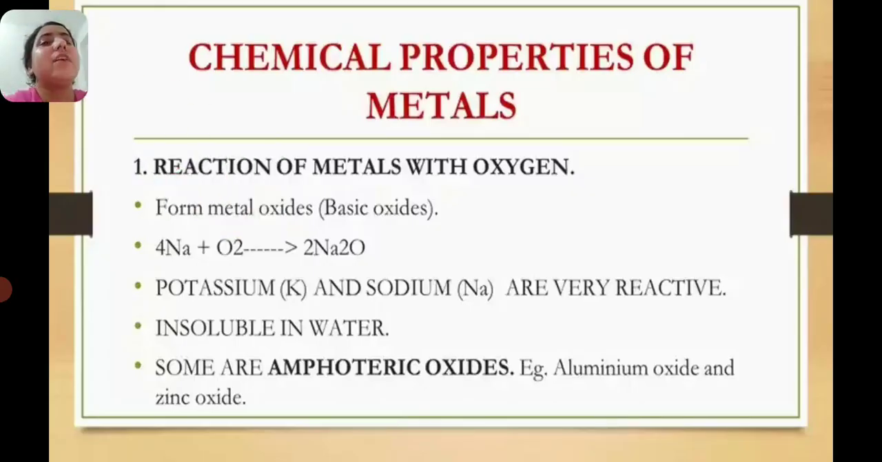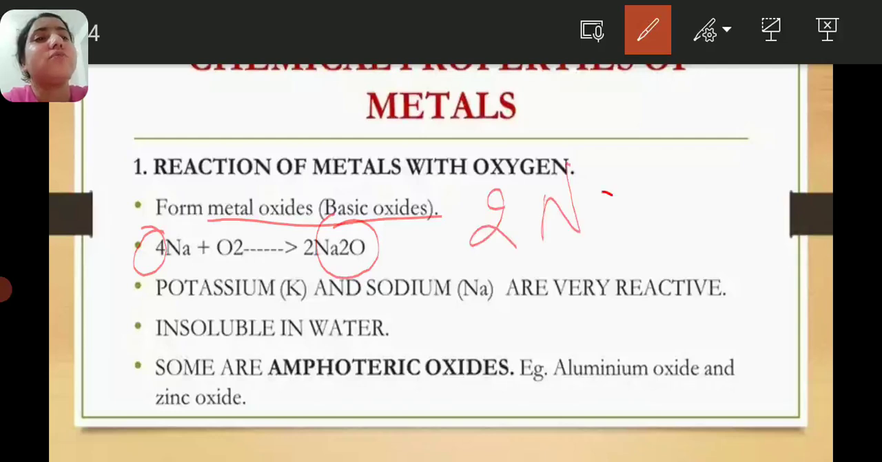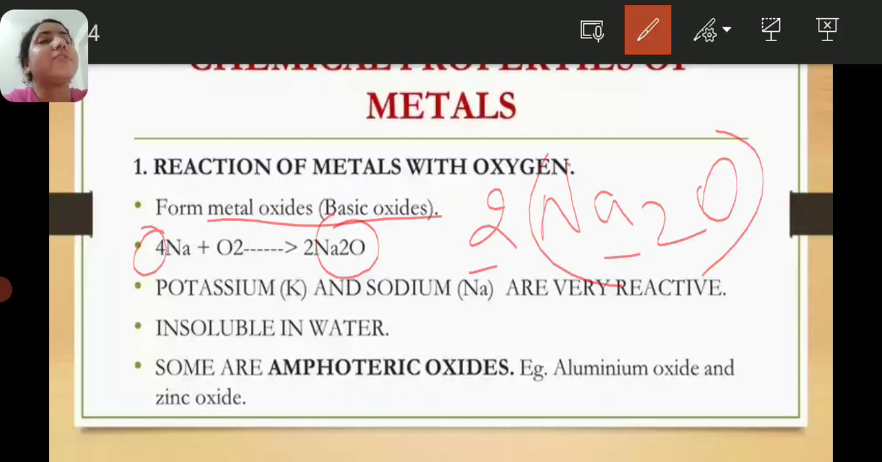Now let's see, when metal reacts with oxygen, it will form metal oxide, which is basic in nature. For example, 4Na plus O2 gives 2Na2O. Total number of sodium is 4. In order to make sodium 4, we are multiplying by 2. So 2Na2O, that means 2 into 2. This 2 has to be multiplied with 2 atoms of sodium. So total number of sodium will be 4 and total number of oxygen will be 2. In this way, we balance the reaction after learning the formula.